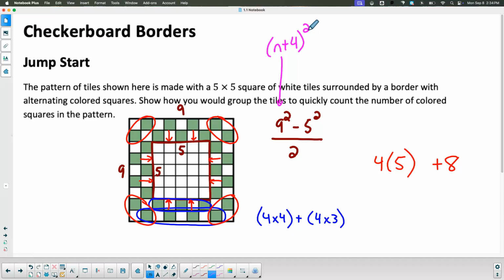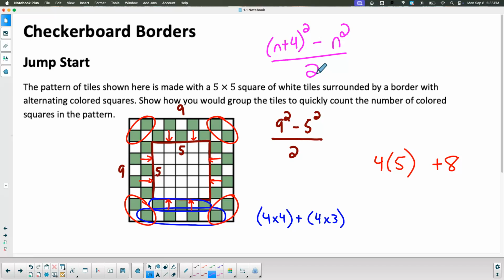Okay? How did we know that this number right here was 5? Because that's what the center square was, right? So this one could have been n squared, correct? And then we all said that it had to still be divided by 2, right? I don't get just a number. I don't get 19. Okay. With me on that one?